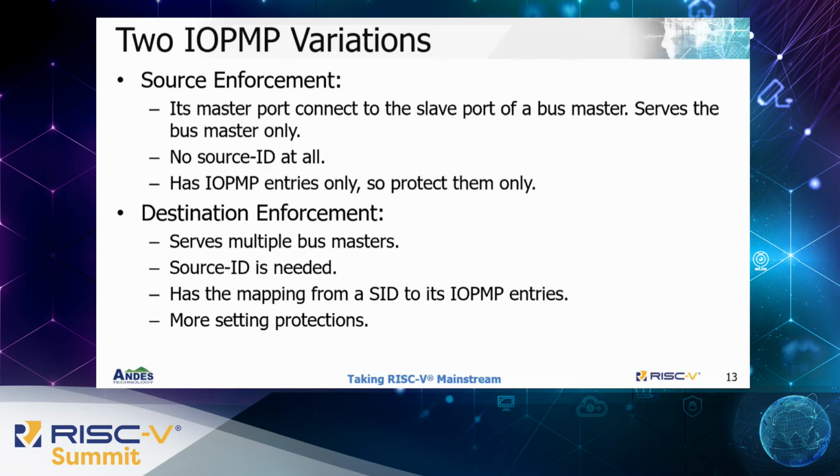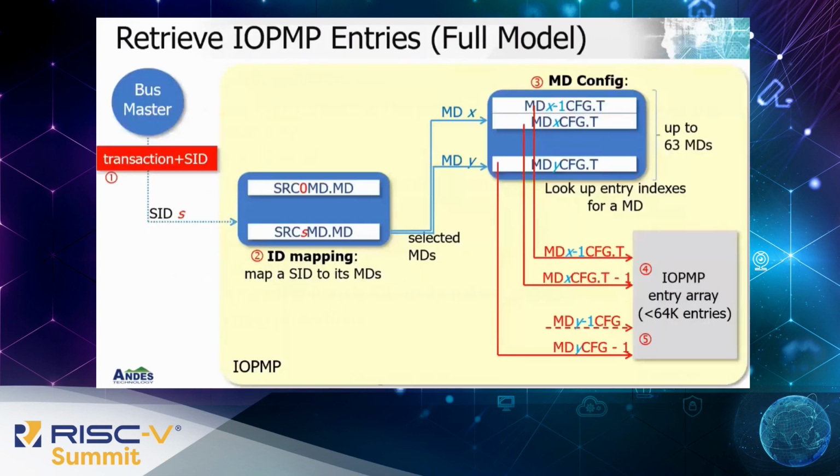This type handles multiple bus masters, so source IDs are needed in such a system. There are more components to protect. Today, we will focus on this type. The current proposal is model-based. This is because we are not able to find a one-size-fits-all solution for a variety of platforms. Thus, we provide several models. These figures demonstrate that the full model is a superset of IOPMP components.